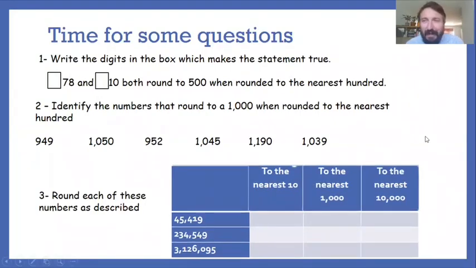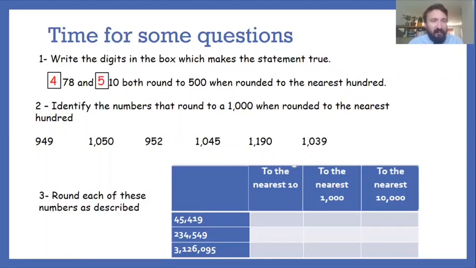Okay, thanks for coming back. Let's have a look at these answers together and hopefully you'll be patting yourself on the back that you've managed to get them all correct. Write the digits in the box which makes the statement true. Okay, let's have a look. So something 78 and something 10 both round to 500 when rounded to the nearest 100.